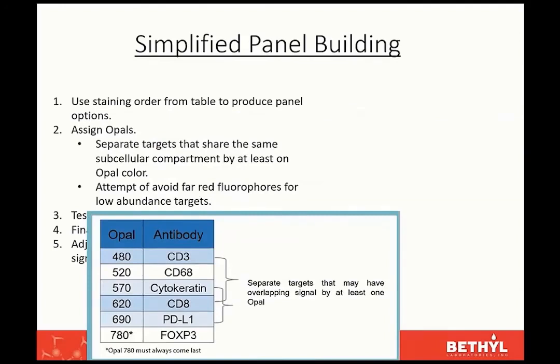And really the large recommendation that we have is that you separate targets by at least 1 Opal color, if they exist in the same subcellular compartment. We used to recommend that you avoid the far red fluorophores for low abundance targets, but the Opal 690 and the Opal 780 perform extremely well. And most of the time, this is not an issue. I mean, FOXP3 is not a very abundant protein in most tissues, but we can see it easily with the Opal 780.